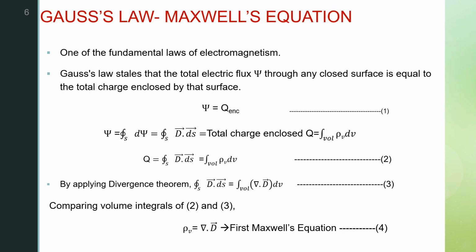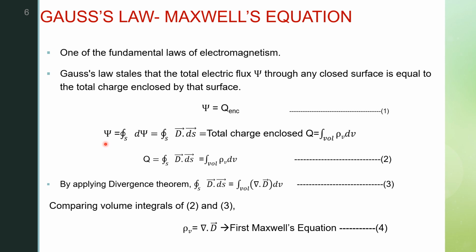In the previous lecture I mentioned electrostatics has two fundamental laws, Coulomb's law and Gauss's law. Coulomb's law we already studied, so now let's focus on Gauss's law. Gauss's law constitutes one of the fundamental laws of electromagnetism. Gauss's law states that the total electric flux, represented by psi, through any closed surface is equal to the total charge enclosed by that surface. That means the total electric flux psi is equal to the total charge enclosed by that surface, represented by Q enclosed.